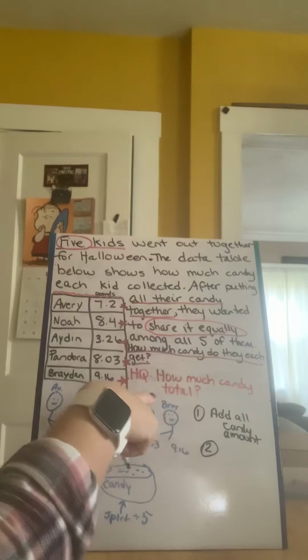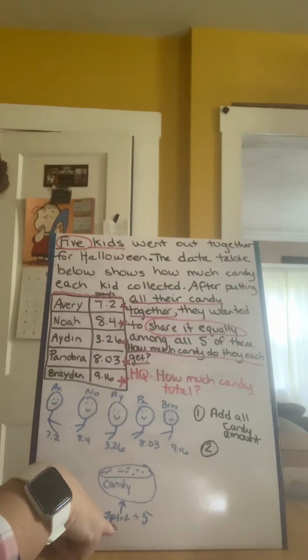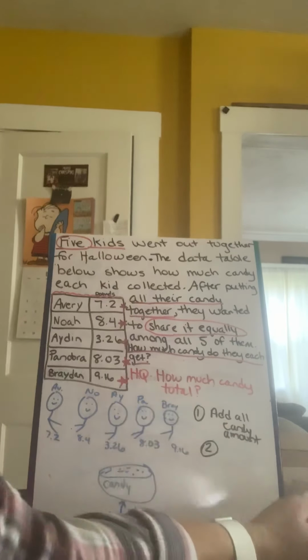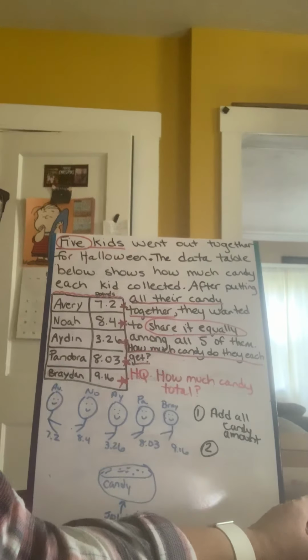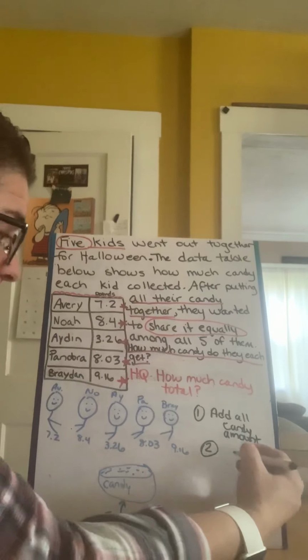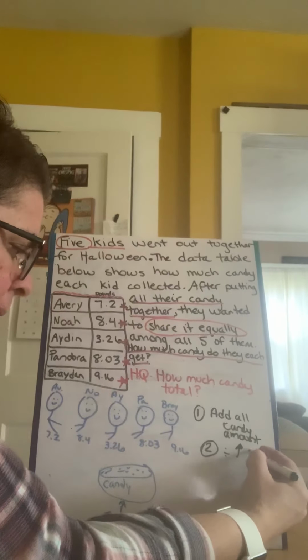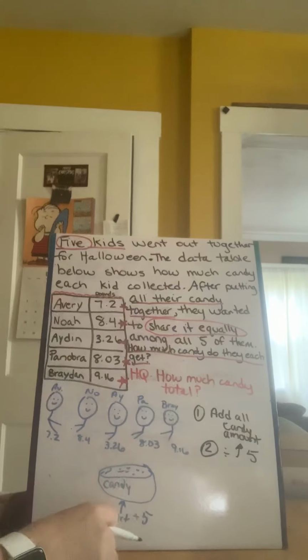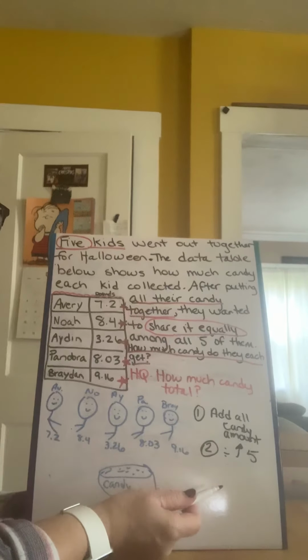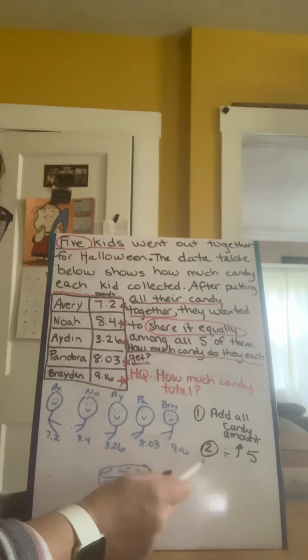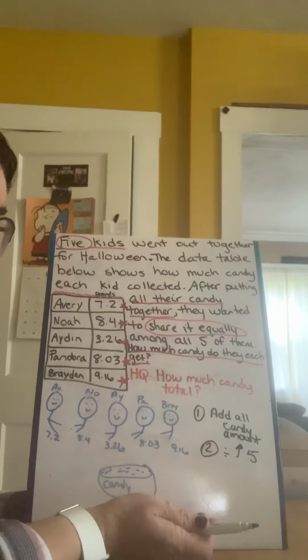How much candy do they each get? So mathematically, how do we split this up into 5? Well, it kind of gave it away by saying split it up into 5. We divide by 5. So we divide that number up there by 5. And again, this is just a quick sketch, so we don't need to get into more detail than that. So now we have a plan.